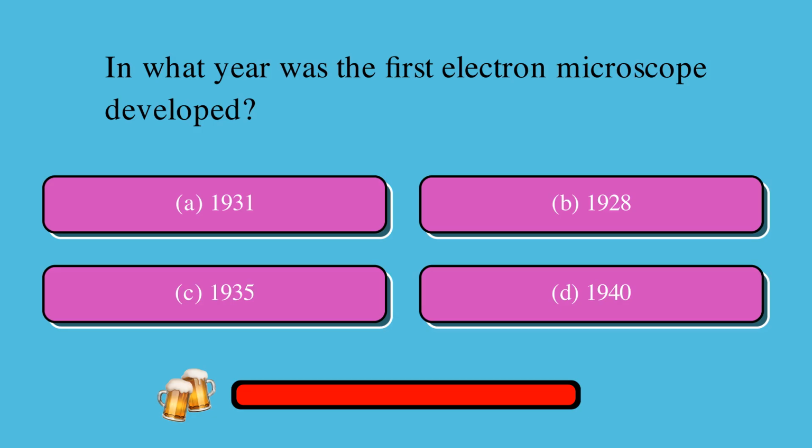In what year was the first electron microscope developed? Is it A, 1931, B, 1928, C, 1935, or D, 1940? The correct answer is A, 1931.